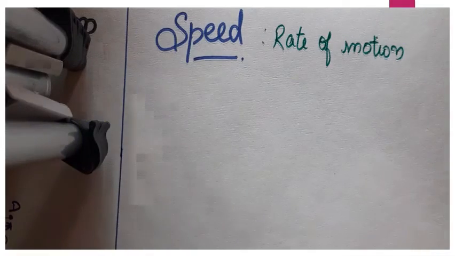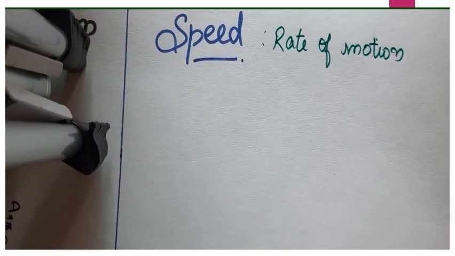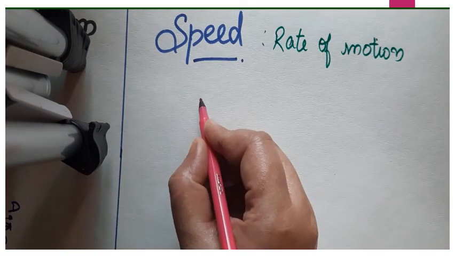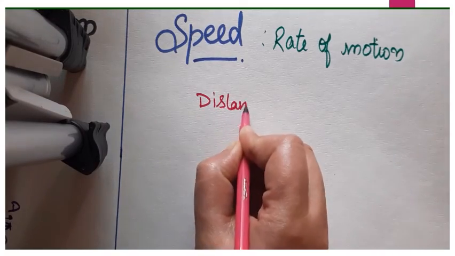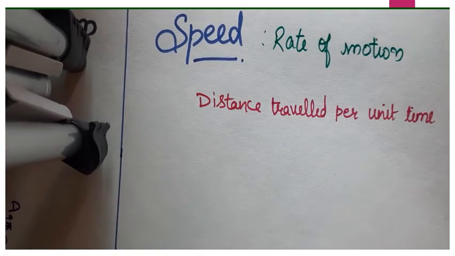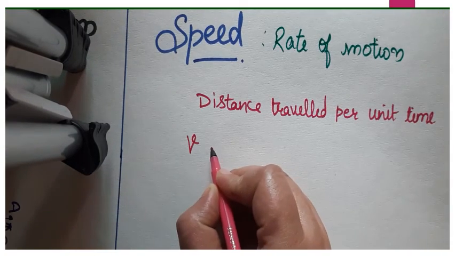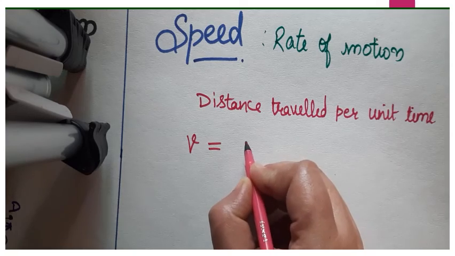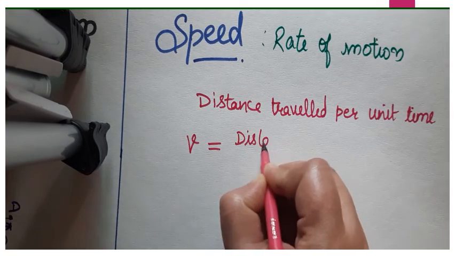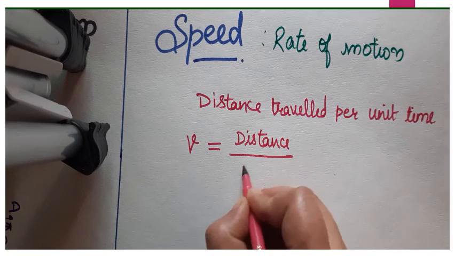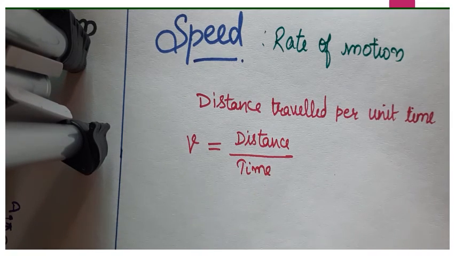Today we are going to study about the speed of an object. Basically, speed of an object is its rate of motion, and it is defined as the distance traveled by the object per unit time. Mathematically, this quantity speed, which is represented by small v, is given by distance traveled upon time taken to travel that distance, and hence the distance traveled per unit time.